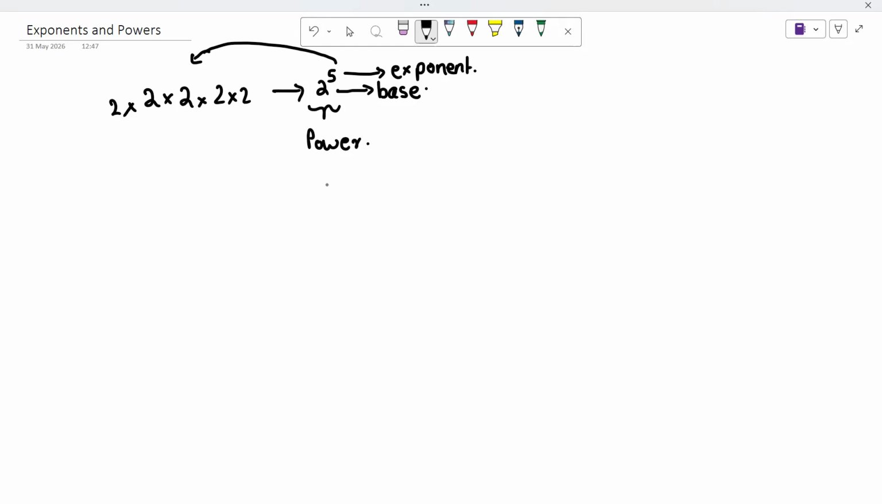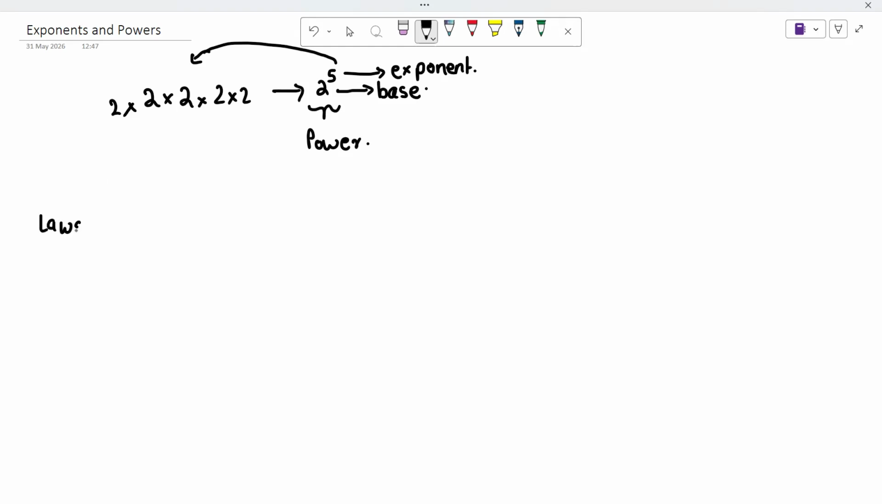Now, how do we read this power? You can't read it as 2 and 5. You have to read it correctly, like this: 2 raised to the power 5, 2 to the power 5. You can read it in any of the ways, or you can simply read it as 2 power 5. That also works. So, first, let us dive into laws of exponents.